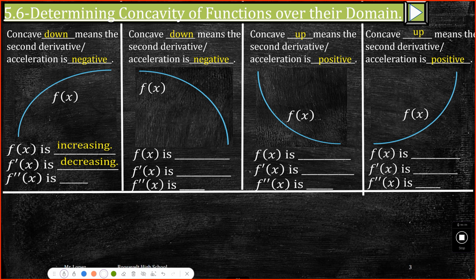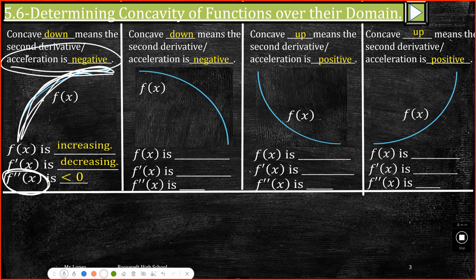And we already answered this question about the second derivative. What are the slopes doing? Since it's concave down, anything that is concave down is automatically negative. The acceleration is negative. So f prime of x is negative. F double prime of x is negative. It's less than 0.